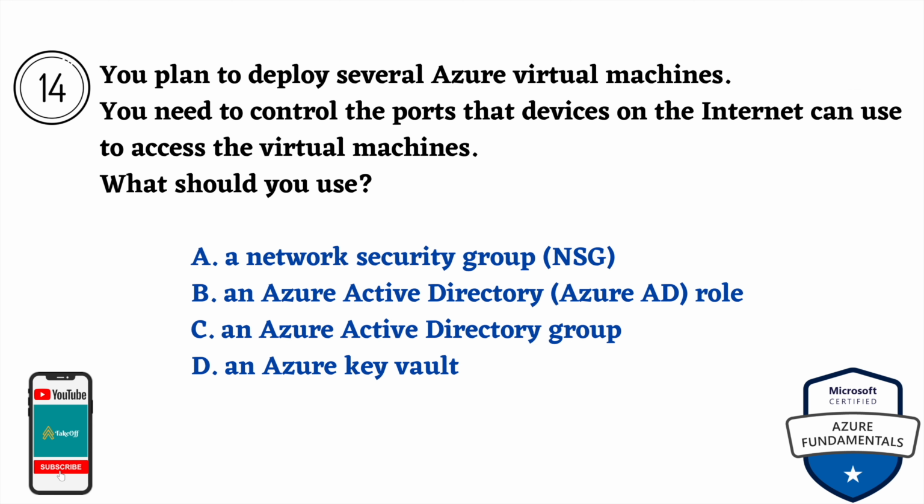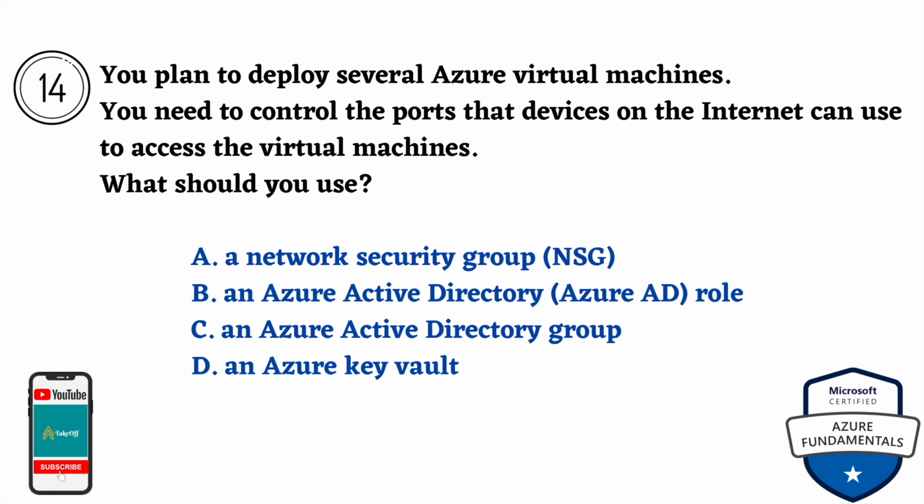You plan to deploy several Azure virtual machines. You need to control the ports that devices on the internet can use to access the virtual machines. What should you use? Network security group, an Azure Active Directory role, an Azure Active Directory group, or Azure Key Vault. So in our previous discussion, we tried to understand the difference between network security group and Azure firewall.